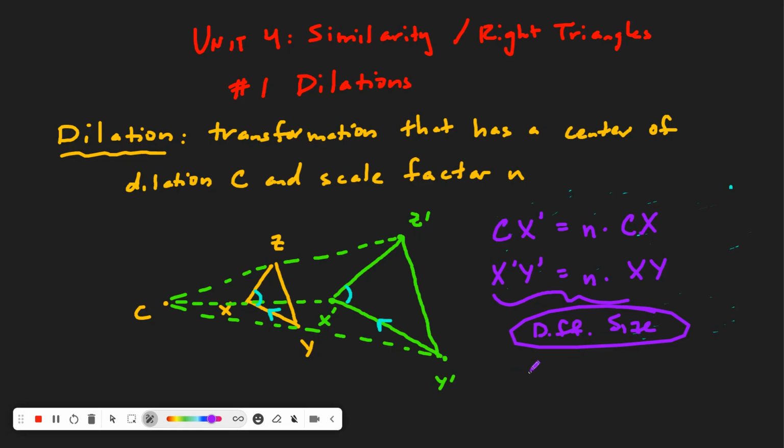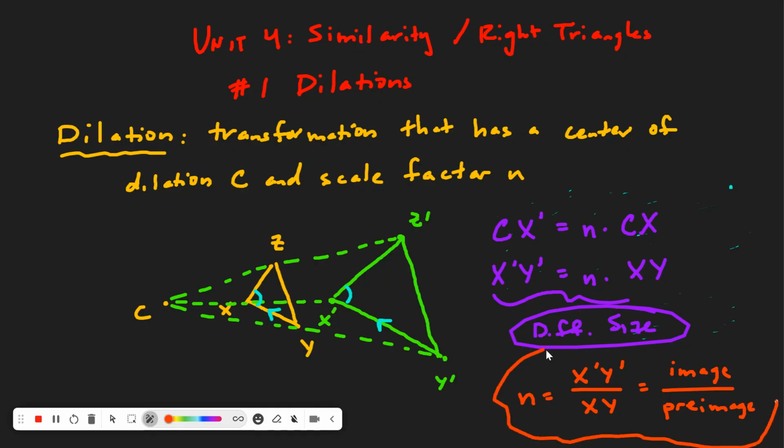And last but not least, if I want to find the scale factor n, I'll do it back in red. If I want to find the scale factor, I always take the image length, and I divide it by the pre-image length. So it's always the image over the pre-image. That's an interesting idea when it comes to finding the scale factor.